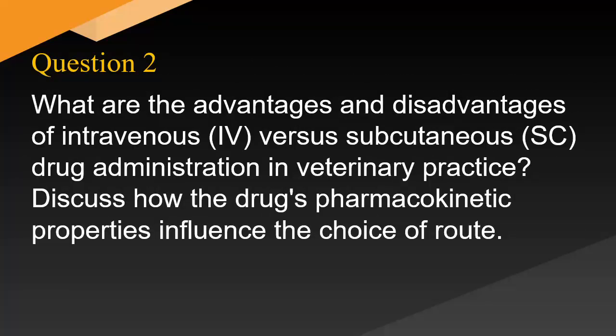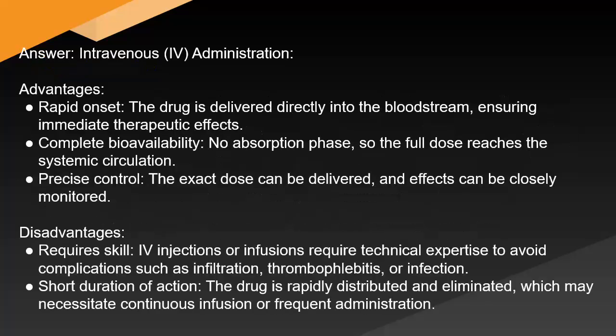What are the advantages and disadvantages of intravenous (IV) versus subcutaneous (SC) drug administration in veterinary practice? Discuss how the drug's pharmacokinetic properties influence the choice of route. Answer: intravenous administration. Advantages: rapid onset. The drug is delivered directly into the bloodstream, ensuring immediate therapeutic effects.